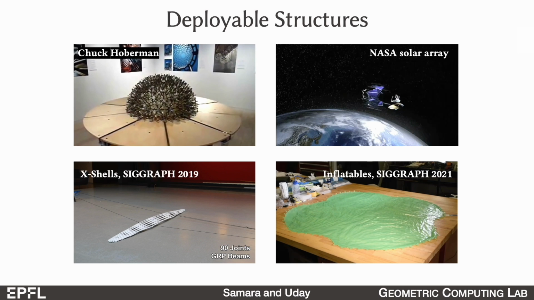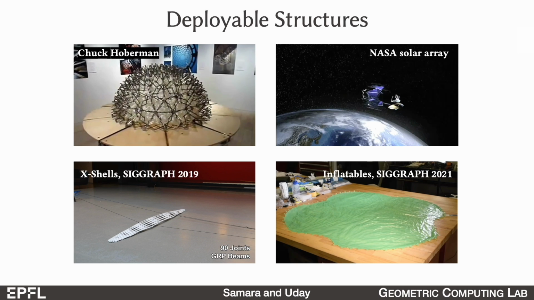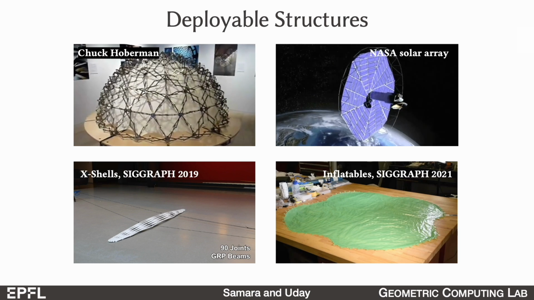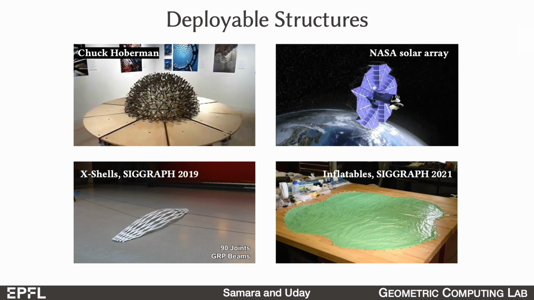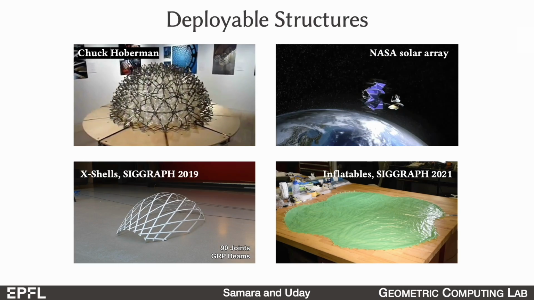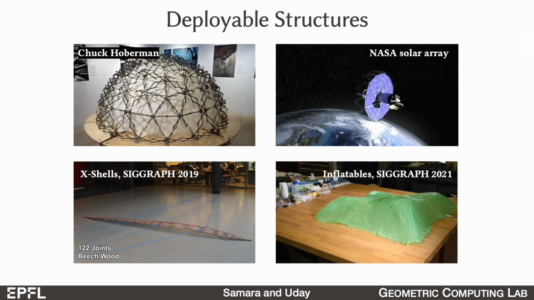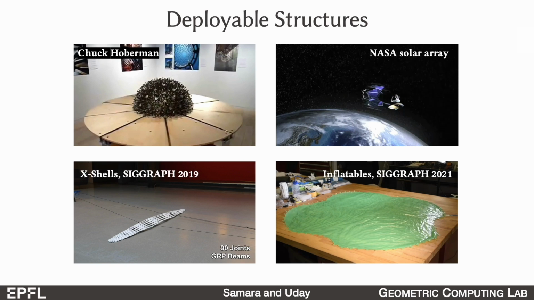The first one here is the classical Hoberman sphere. Then we have the deployable solar panels from NASA inspired by origami. Eggshells are elastic grid shells that buckle into a curved state. And finally, we have a shape-morphing sheet material deployed by inflation. Let's examine two of these structures more closely, the Hoberman sphere and the eggshells.